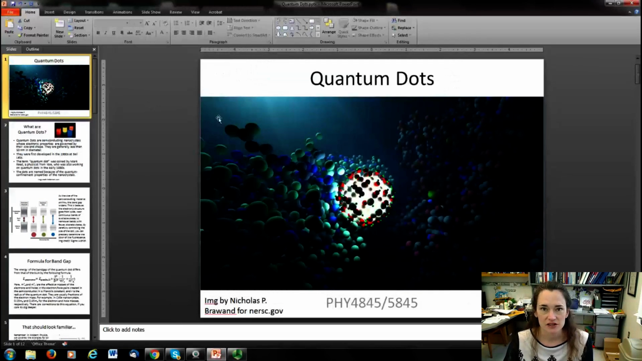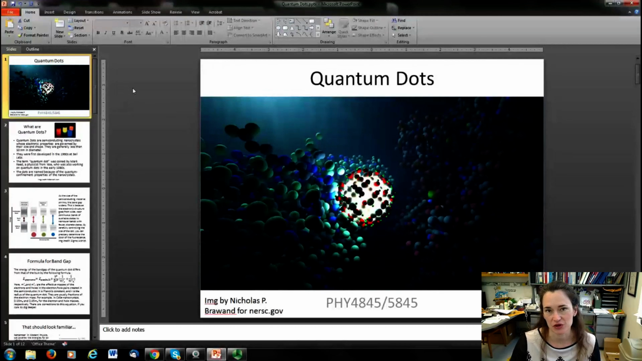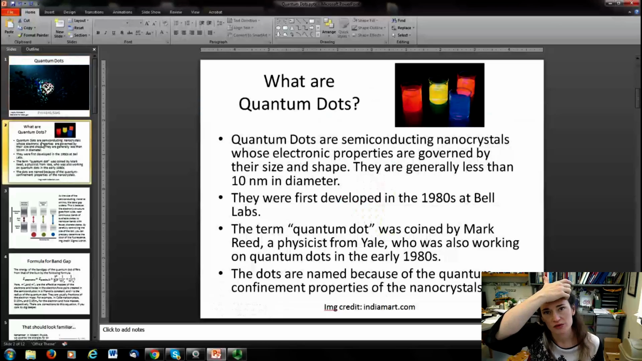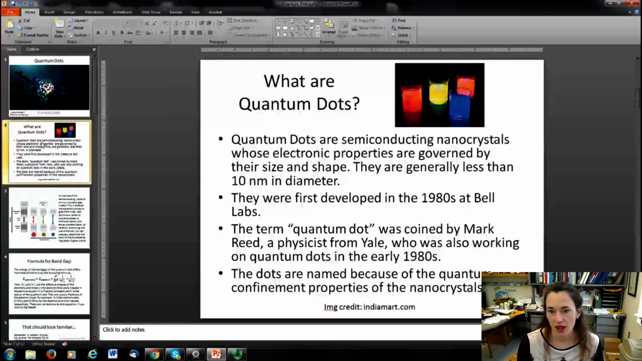So today I'd like to talk to you about quantum dots, now that we've laid the foundation for the understanding of the quantum dot with our discussion of the infinite square well in quantum mechanics and a review of what wave functions are. So what are quantum dots? Well, quantum dots are semiconducting nanocrystals, and their electronic properties are governed by their size and shape. Generally, they're less than 10 nanometers in diameter.